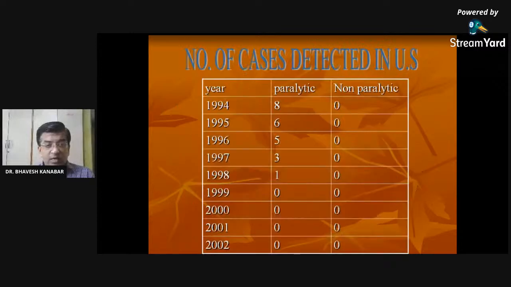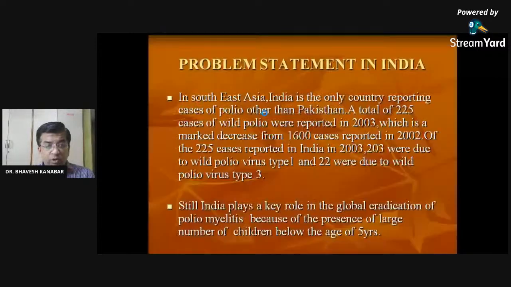So these are the number of cases detected in the US. No need to go into the detail. In Southeast Asia, India was the only country that was affected, right? Now only Pakistan and Afghanistan are reporting cases. So no need to go through this history, because we have already eliminated poliomyelitis from our country.